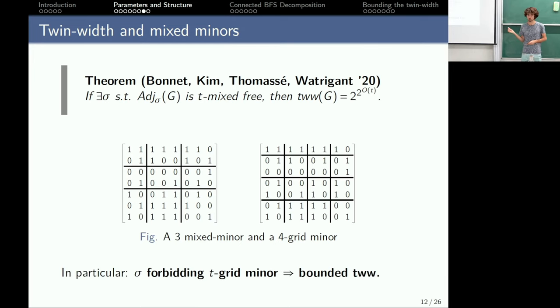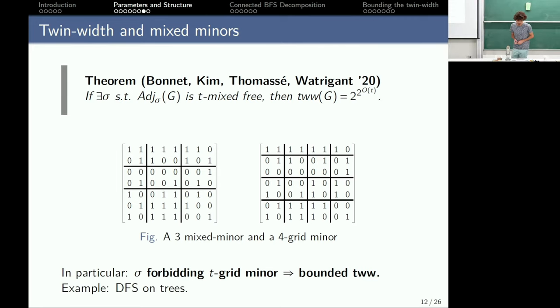In particular, and in this talk we'll only need this, if you find an order on graphs of your class such that the adjacency matrices forbid cuts into an arbitrarily large number of cells with a one in each cell, then you also have a bounded twin-width because you forbid the mixed minors. So this is a 3 mixed minor, a 3x3 division with each cell being complicated, and this is a 4-grid minor, which is weaker: a division in 4x4, so that each of the cells has at least one entry one. Basically, the only thing to recall is that if you find your order such that you forbid such cuts giving you an arbitrarily large number of cells with a one, then you bound the twin-width.